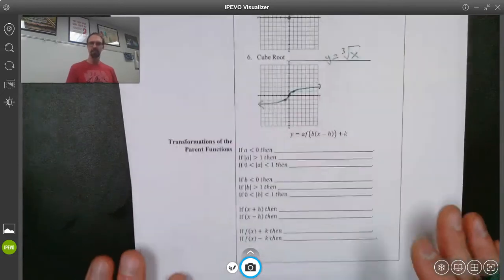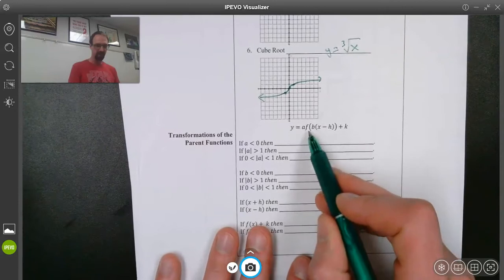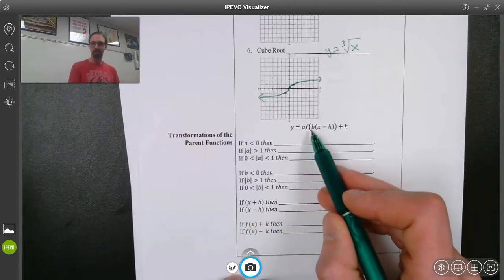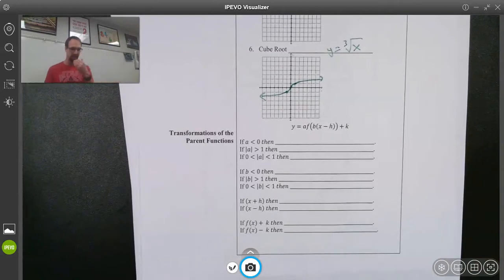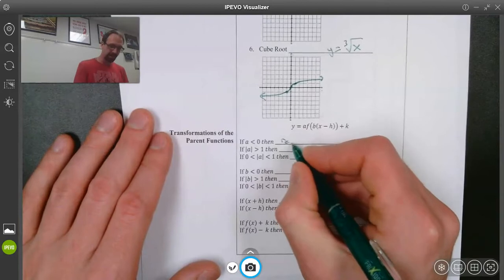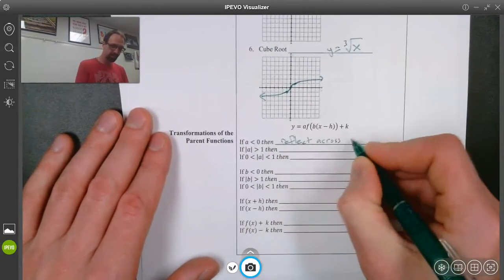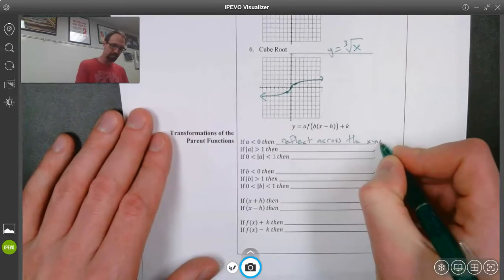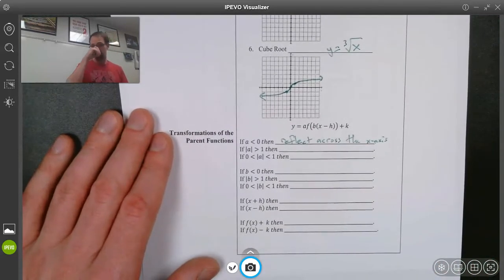So let's talk about the transformations. Here we have a bunch of different things, and the f of is what's talking about the transformation. So let's think about what's going on here. If a is less than 0, think about that. If a is negative, then we reflect across the x-axis. That's what it means by saying less than 0.